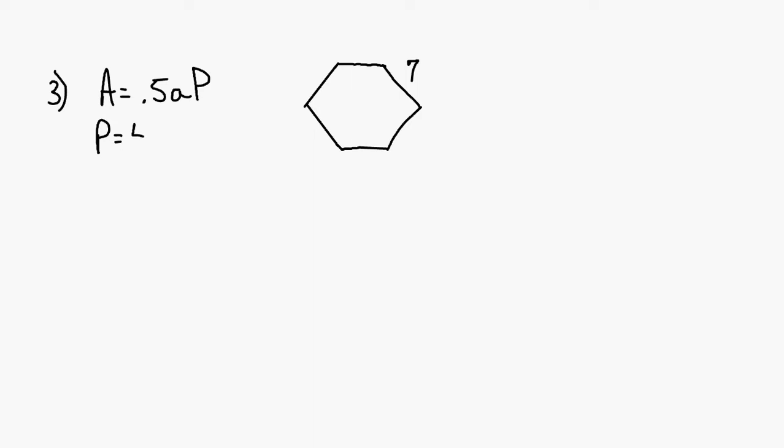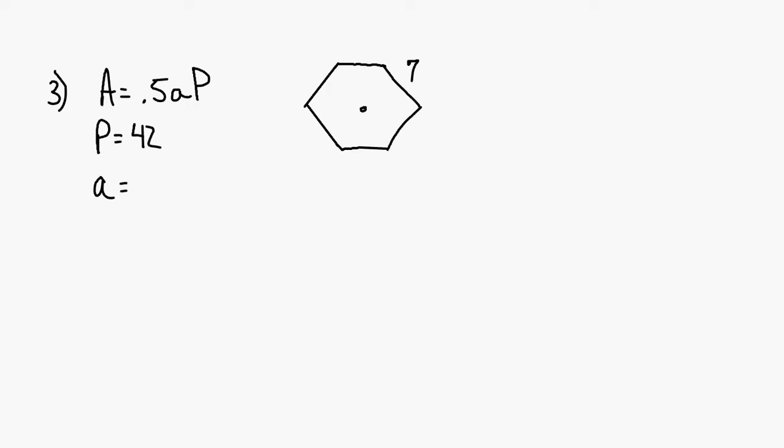Number 3. Number 3 asks you to find the area of a regular hexagon with a side length of 7. Regular hexagon area equals 0.5 times the apothem times the perimeter. Round your answer to the nearest tenth. Your regular hexagon looks something like this, and one of the sides is 7. There are 6 of them, so your perimeter is 7 times 6, which is 42. Your apothem is what you're missing.